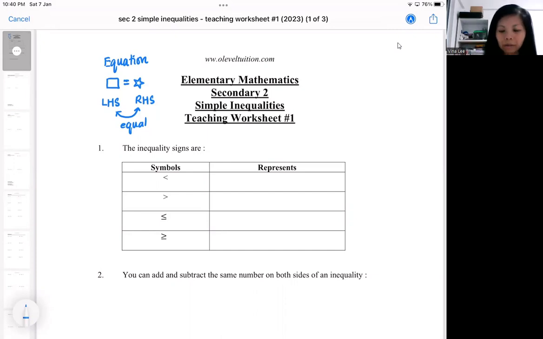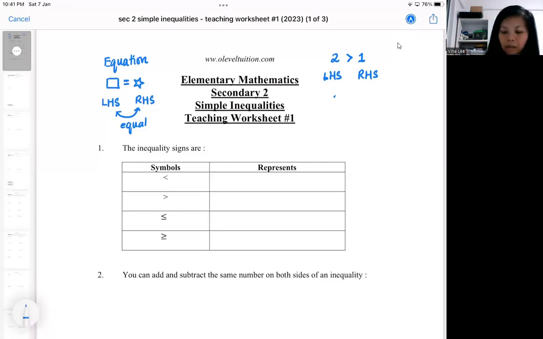So maybe you will have something like 2 is greater than 1. So the left-hand side is a bigger value than the right-hand side. LHS stands for left-hand side, RHS stands for right-hand side. So there is no equivalence right now. One side is bigger than the other side.